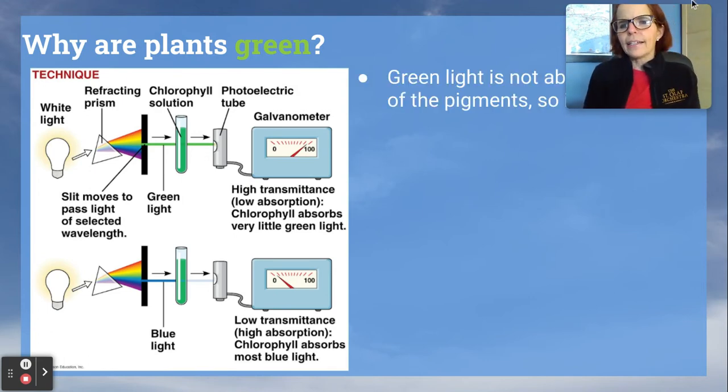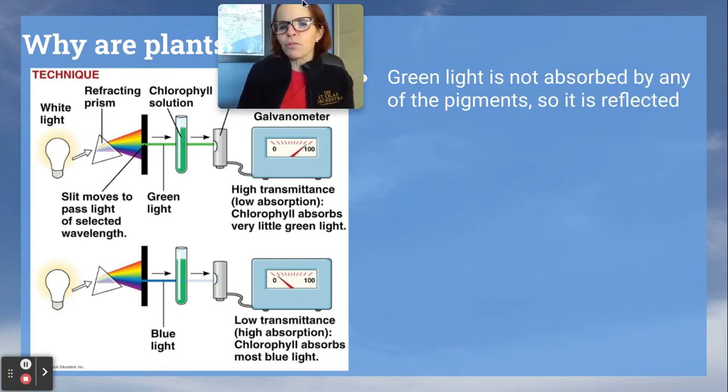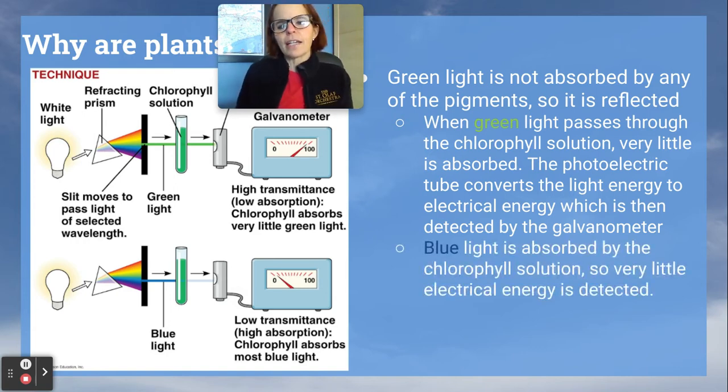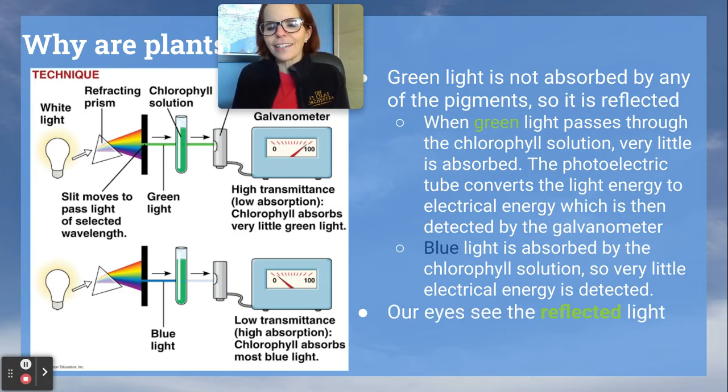So green light, get my picture out of the way here. Green light is not absorbed by any of the pigments, so it is reflected. When green light passes through the chlorophyll solution in the diagram, very little is absorbed. The photoelectric tube converts the light energy to electrical energy, which is then detected by the galvanometer. Blue light is absorbed by the chlorophyll solution, so very little electrical energy is detected.